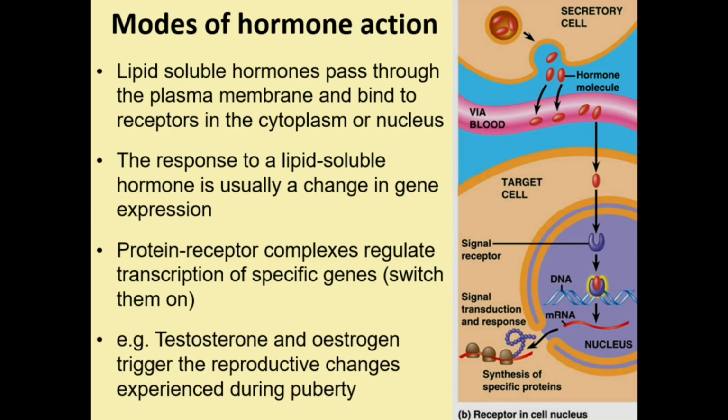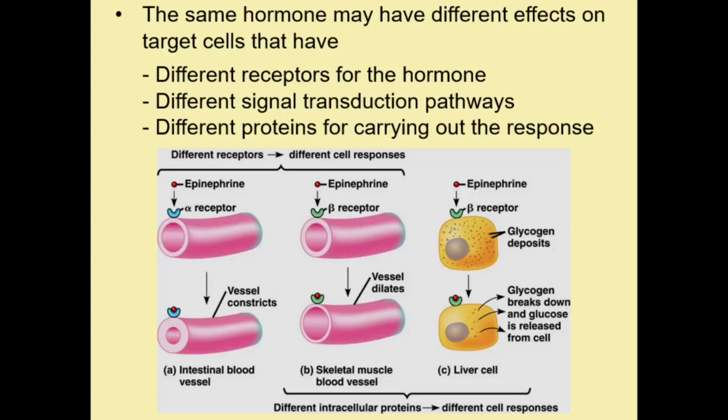Examples here then, testosterone and estrogen. These will switch on specific genes that trigger the reproductive changes experienced during puberty. So the muscle development and increased growth associated with testosterone, and the changes in skeletal structure that we see within females, particularly around the pelvis. All of these things will be triggered by the secretion of these specific hormones.